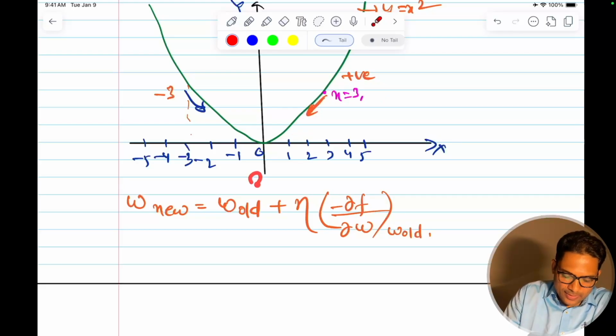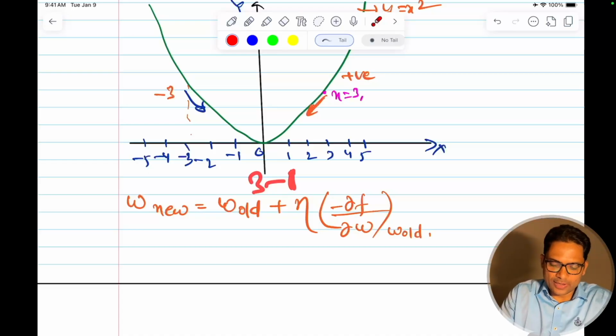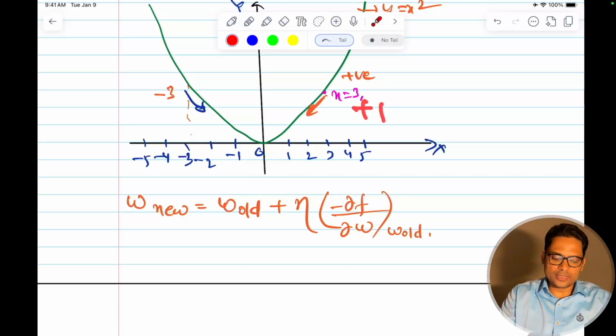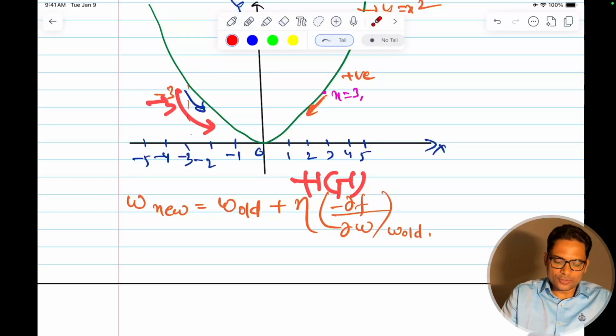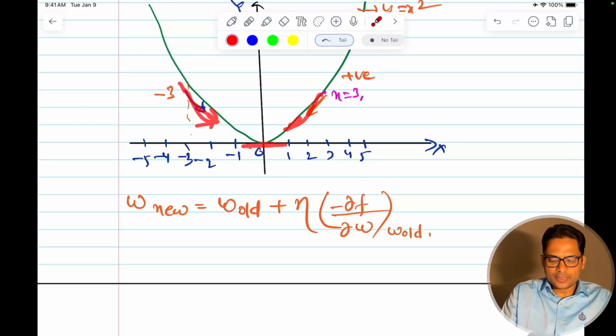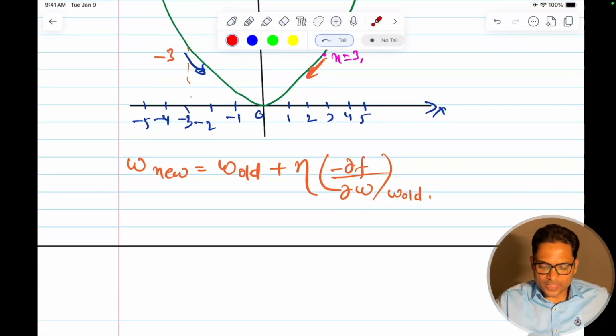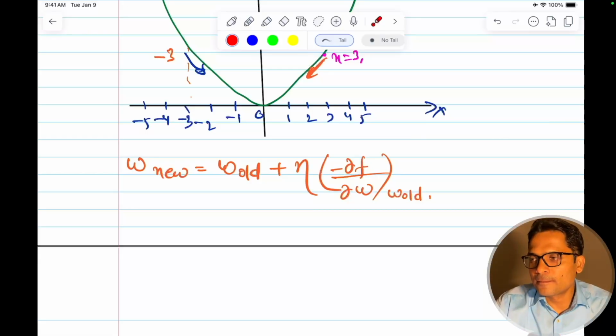So you will subtract something from 3. Say if this slope is +1, this is -1, so this will become 3 - 1 because this is negative of 1. And here this is from -3, and this will be negative of -1, so -3 plus 1, so I'll go from -3 to -2. So in any way I will be moving towards the optimum or the minima. I hope this is clear. I've spent enough time explaining this, so this should be clear by now.